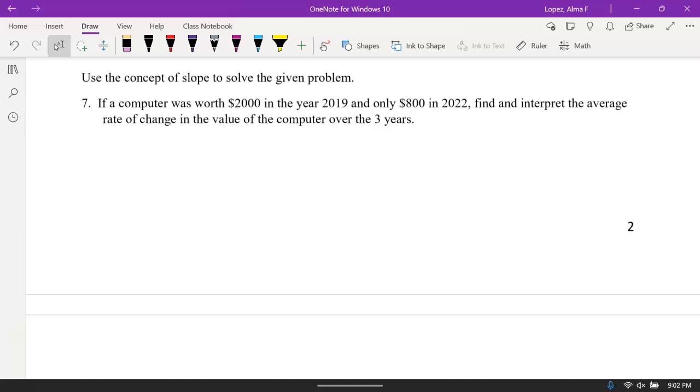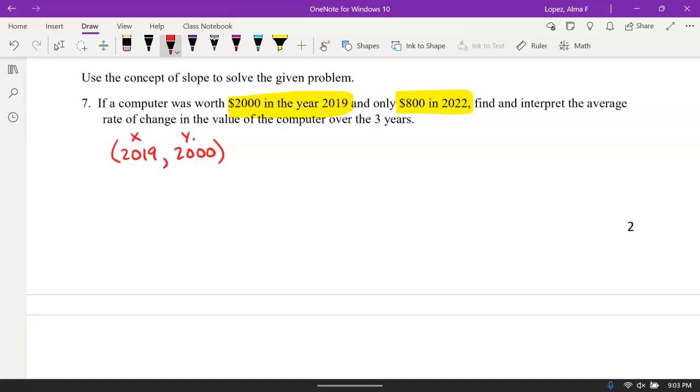And the way you do it is you're going to write down your 2 points. They told us that the computer was worth $2,000 in 2019, but only $800 in 2022. We know it's depreciating, but how quickly, how much did it do it in 3 years, from 2019 to 22? So I'm going to write down that in 2019, this computer was worth $2,000. This will be our X, this will be our Y.